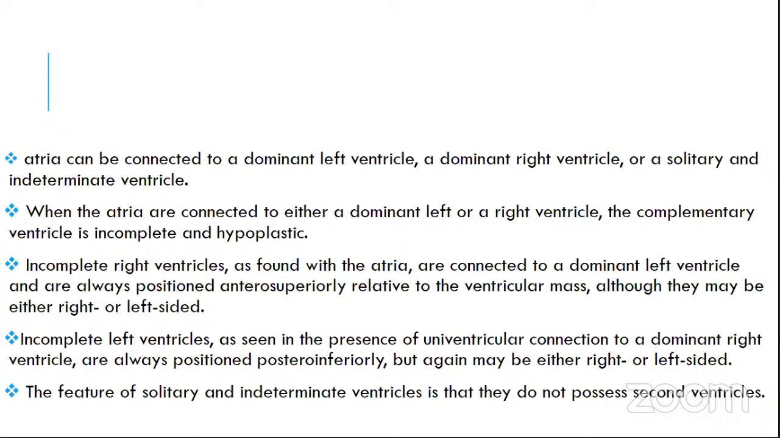are always positioned anterior superiorly relative to the ventricular mass, although they may be either right or left-sided. Incomplete left ventricles are seen in the presence of univentricular connection to a dominant right ventricle, are always positioned posterior inferiorly, but again may be either right or left-sided. The feature of solitary and indeterminate ventricles is that they do not possess a second ventricle.